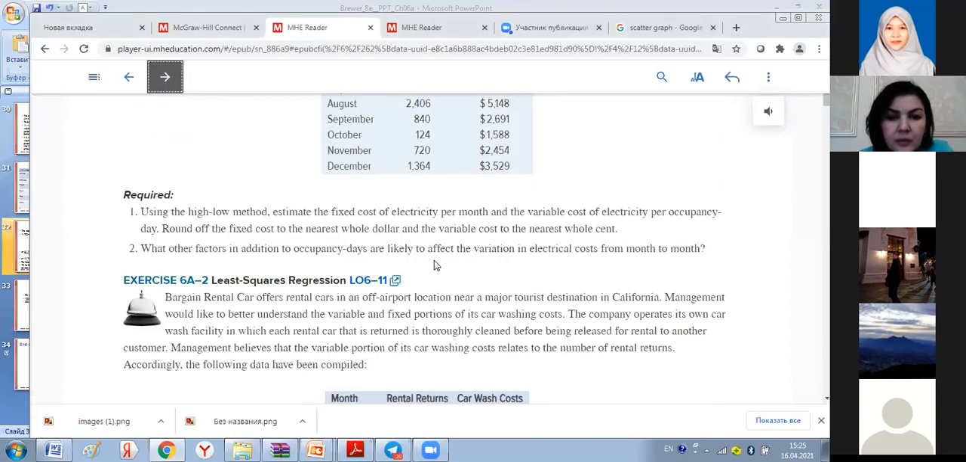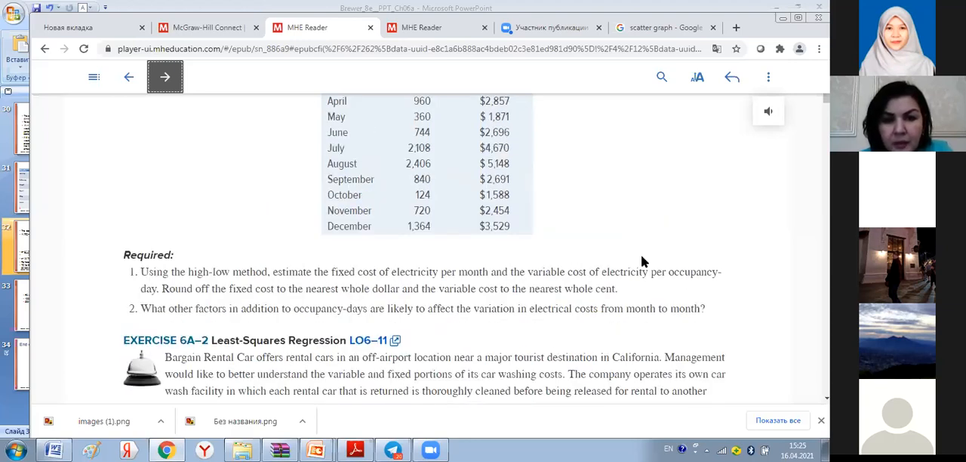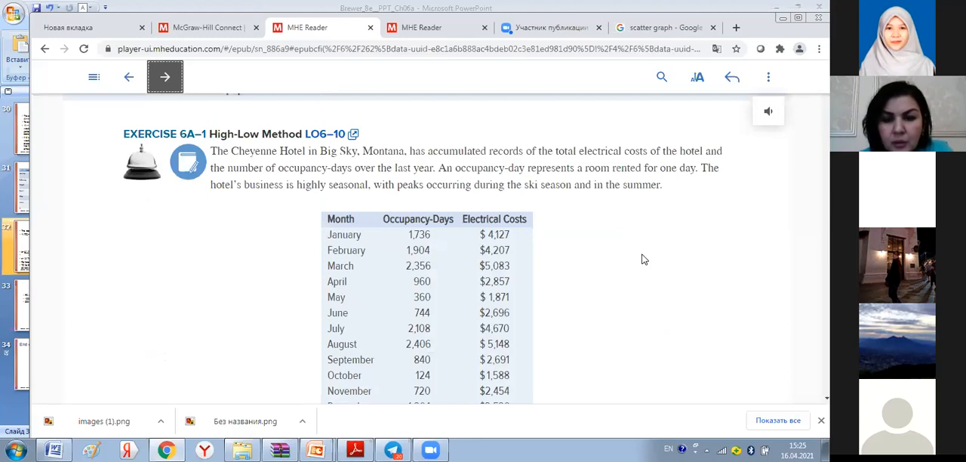And the requirement: using the high-low method, estimate the fixed cost of electricity per month and the variable cost of electricity per occupancy day. Round off the fixed cost to the nearest whole dollar and the variable cost to the nearest whole cent. Okay, so you need to calculate using the high-low method b and a, the variable cost per unit, and then the fixed cost.